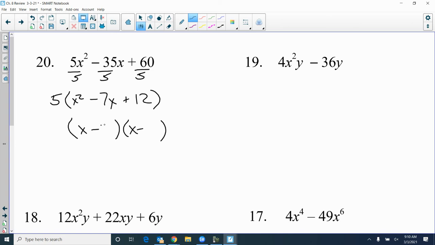Okay, negative 3 times negative 4 gives me positive 12. Negative 3 minus 4 is negative 7. I'm going to bring that 5 down. Okay? Make sure you put that original greatest common factor out front there.